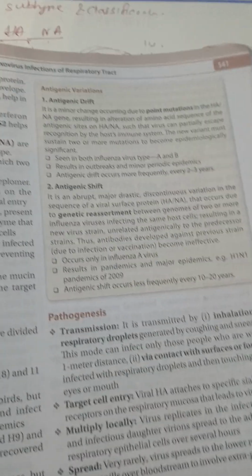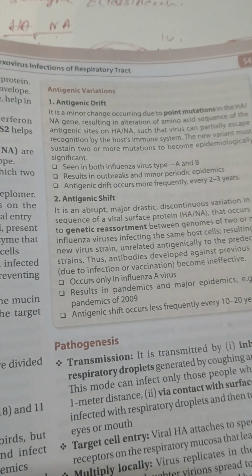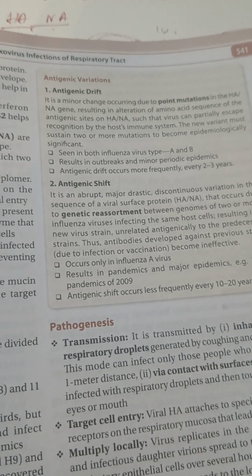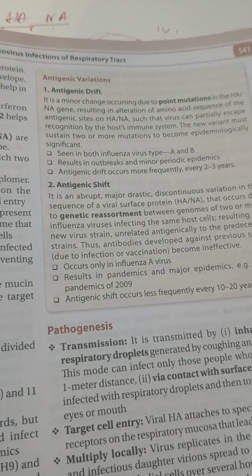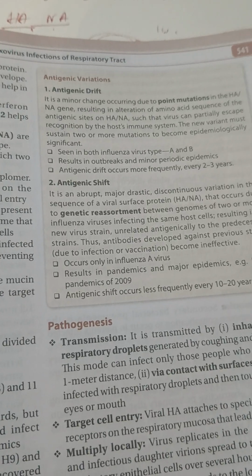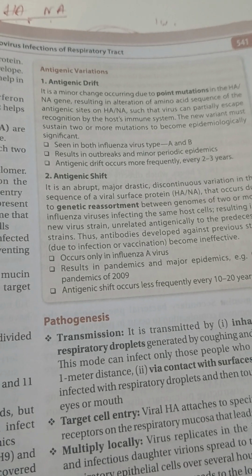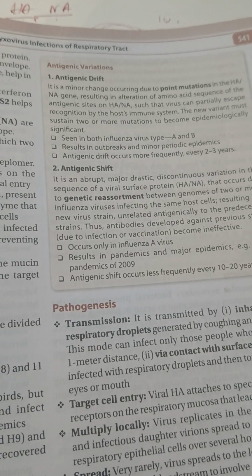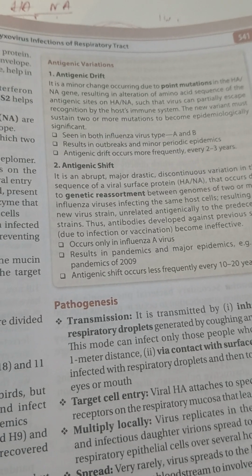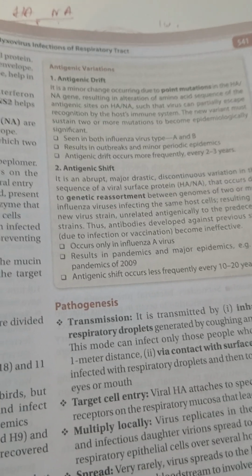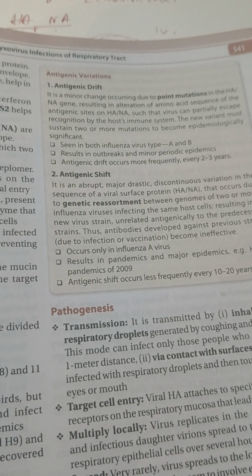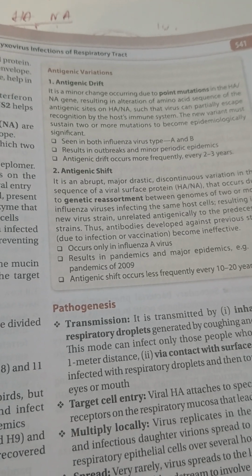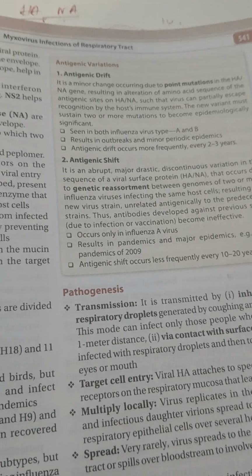Coming to antigenic drift, it is basically a minor change, also known as point mutation. It occurs either in the peplomer HA or peplomer NA, which results in the alteration of amino acid sequence at the antigenic site of HA or NA. Understand, mutation causes the amino acid sequence change at the antigenic site of HA or NA, such that the virus can partially escape recognition. Antigenic sites or epitopes are the sites of viral recognition for the host cell immune system.